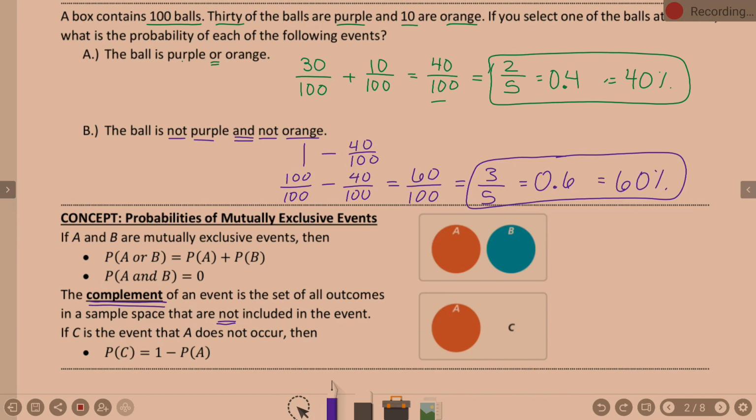If C is the event that A does not occur, then the probability of C is 1 minus the probability of A. We just did the complement on B because we said the probability of not purple or orange. Okay, so the complement is, if you know what the probability is, you can take that and subtract it from the total possibilities. So you're subtracting from your 100% essentially. Okay, questions there? Okay, moving along.